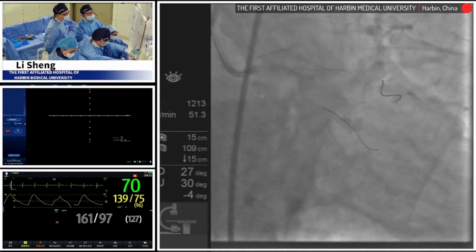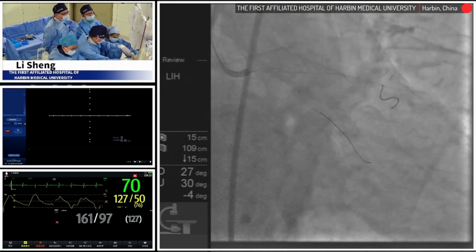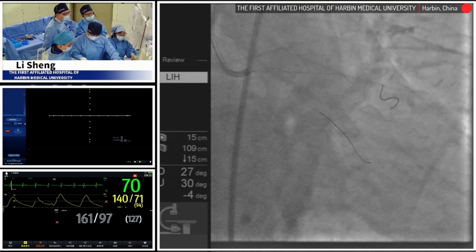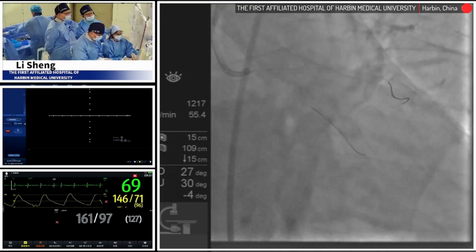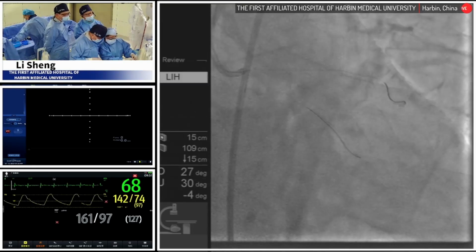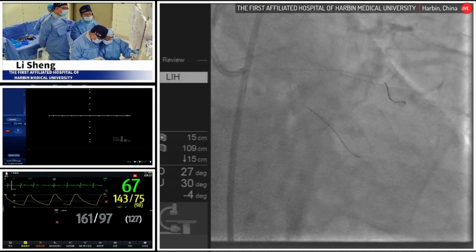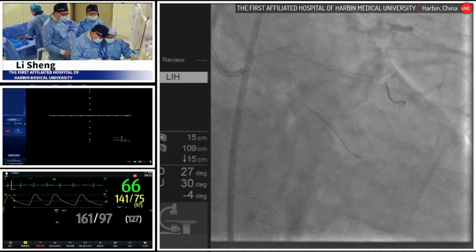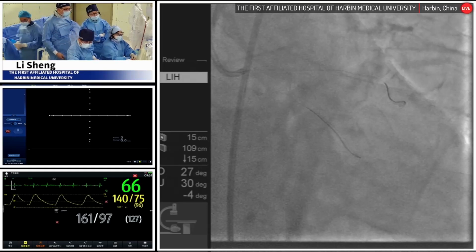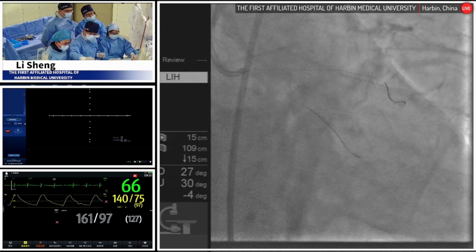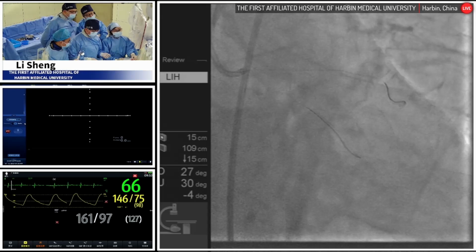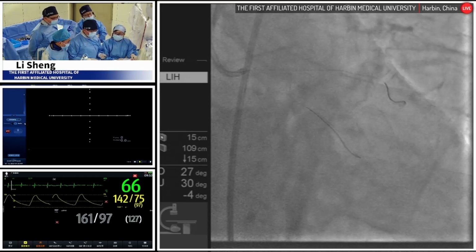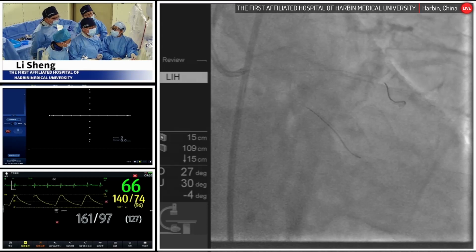Maybe the cutting balloon's profile is a little bigger. Yeah, it's too big. We wouldn't use it again. So Dr. Sheng, you won't use the cutting balloon, right? No cutting balloon. This 3.0 NC balloon has pre-dilated. So we want to try the stent. Which size stent should we select according to the IVUS imaging?